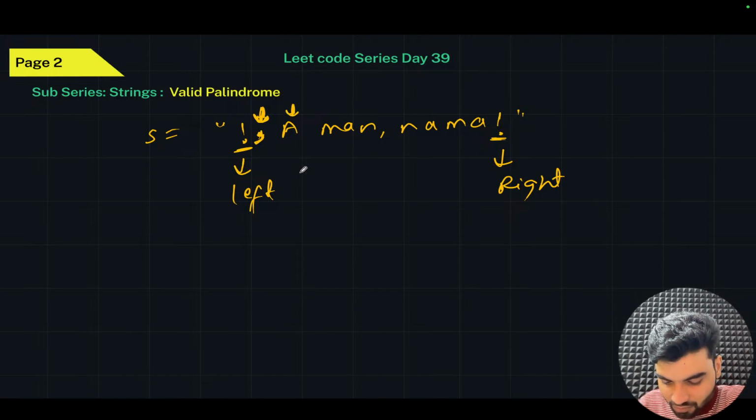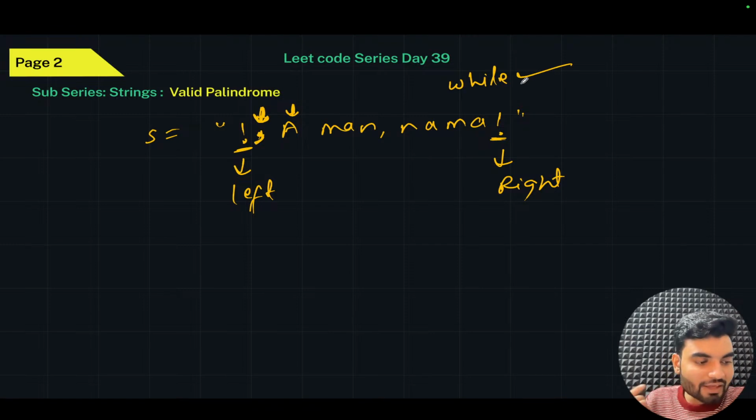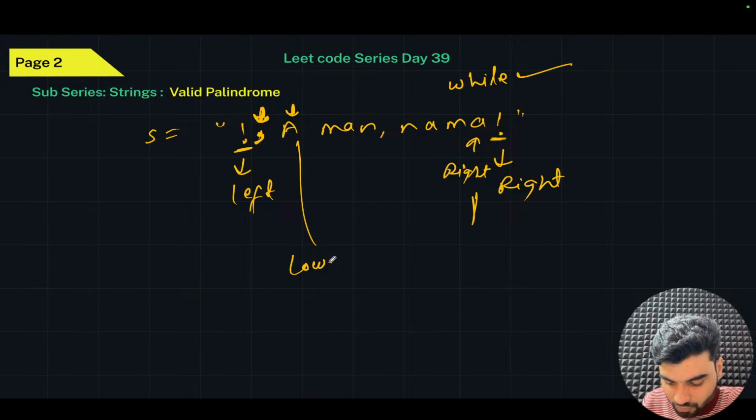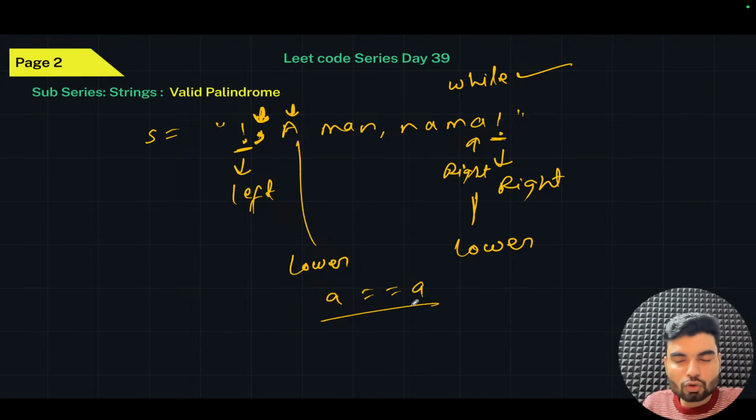Once the first while loop has been executed, you'll execute the second while loop. From the right, you check if the right pointer is pointing to an alphanumeric character. No, it is not, so move your right pointer with right minus minus. Then you check again: is this a an alphanumeric? Yes, it is. Then you need to convert both of them to lowercase. This is what was missing there. If both are lowercase, then a will be equal to a. Again you do left plus plus, because this is non-alphanumeric.